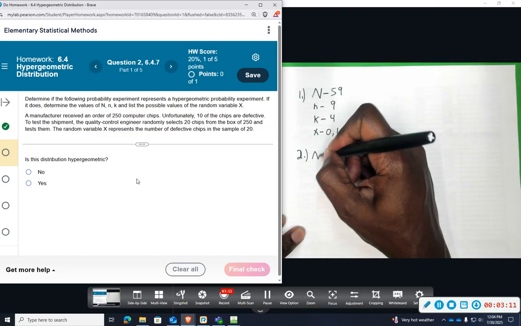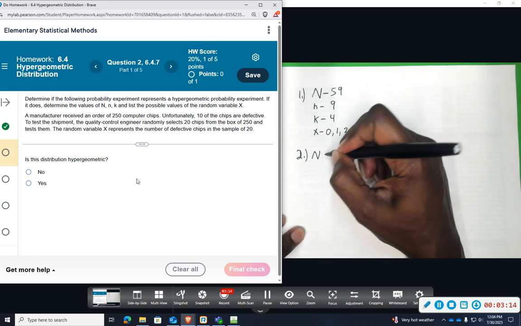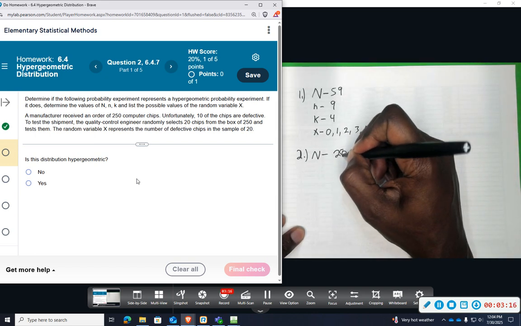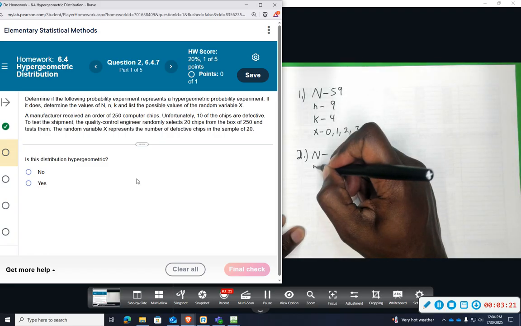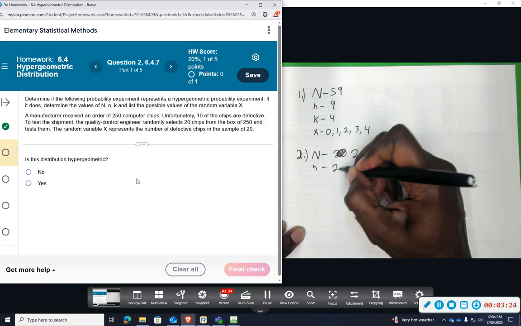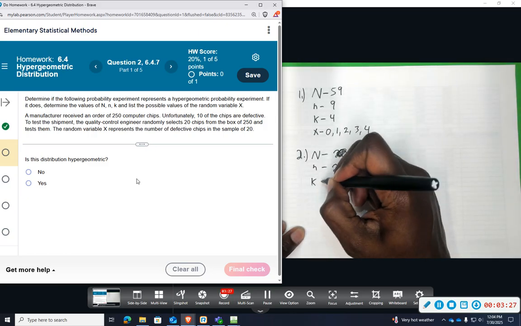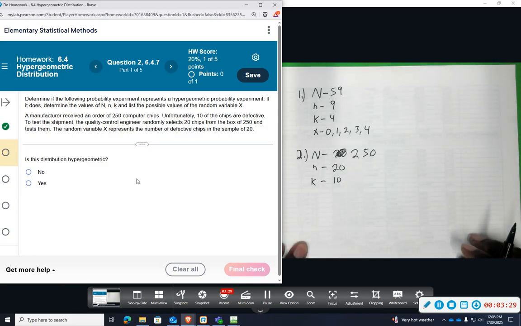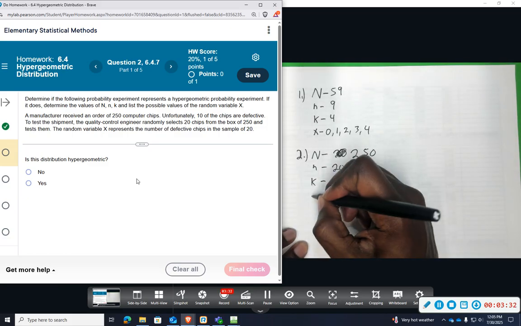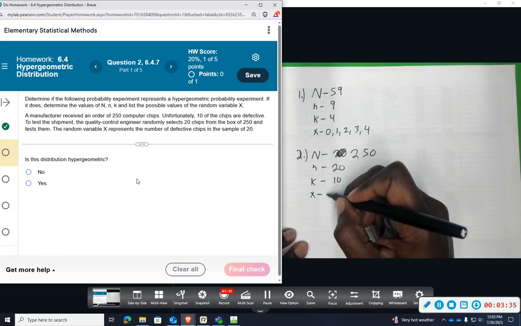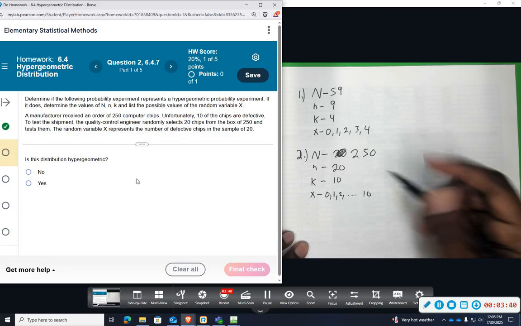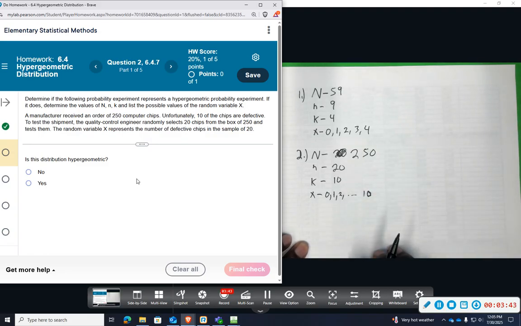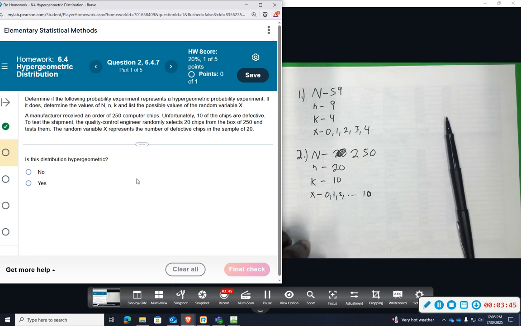So in this case, our big N, our population size, is the 250 chips. 250. Let me rewrite that. 250. Our little n says we're going to do a sample size of 20. And it says we have 10 that are defective. So there's 10 that don't work. And so our random variable x could be any number from 0, 1, 2, all the way up to 10. Anything between 0 up to 10. Is this hypergeometric? I would say yes. If we're going to test the chips, we're not going to be putting them back.